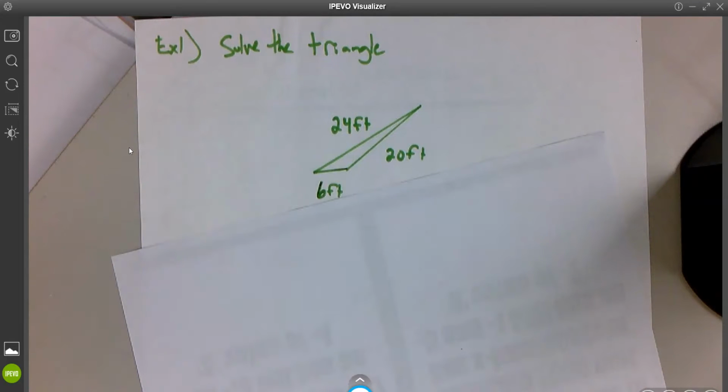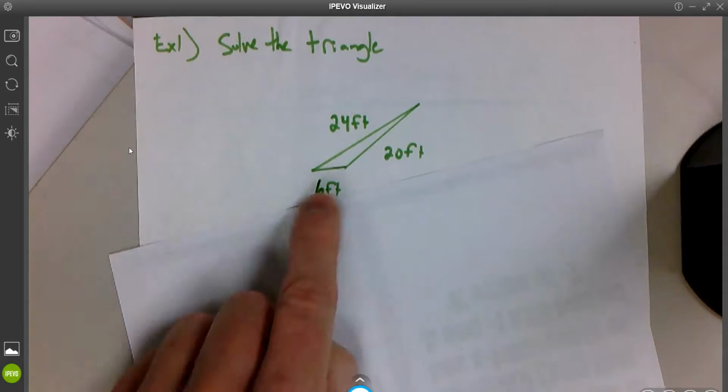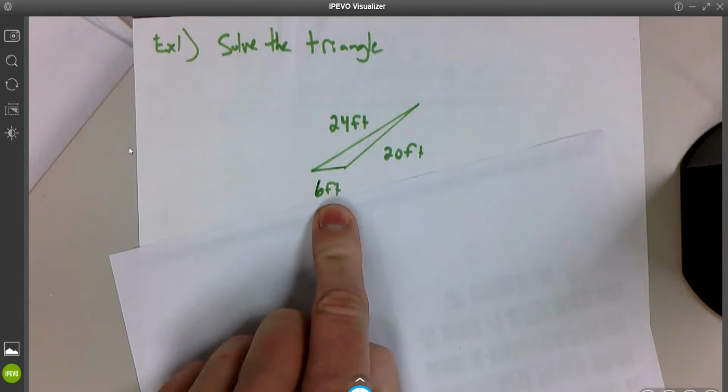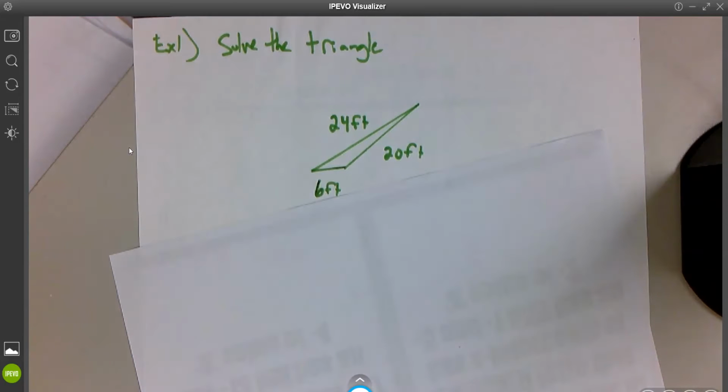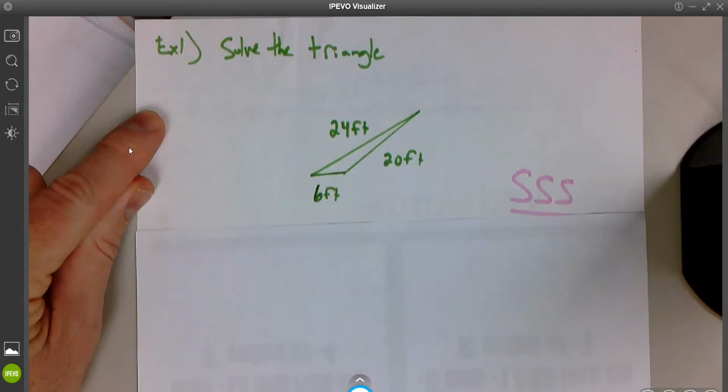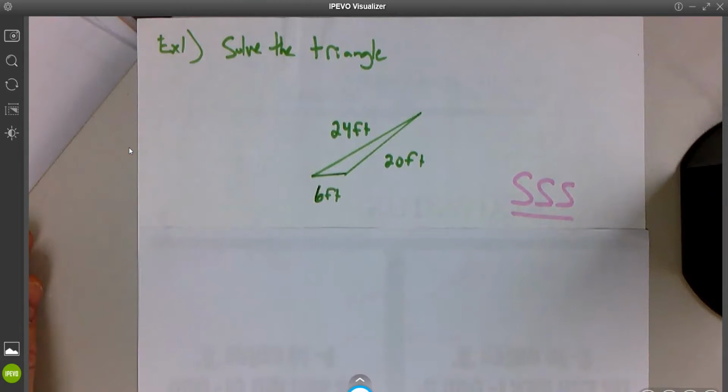So as I'm making these, sometimes I have to ask myself, wait, is this even possible? Are they going to get a goofy answer because this isn't possible? Add the two smallest sides, and as long as they're bigger than the other side, then you're good. So I am good. And in this case, this is a side, side, side. Pretty obvious, right? They got all three sides.